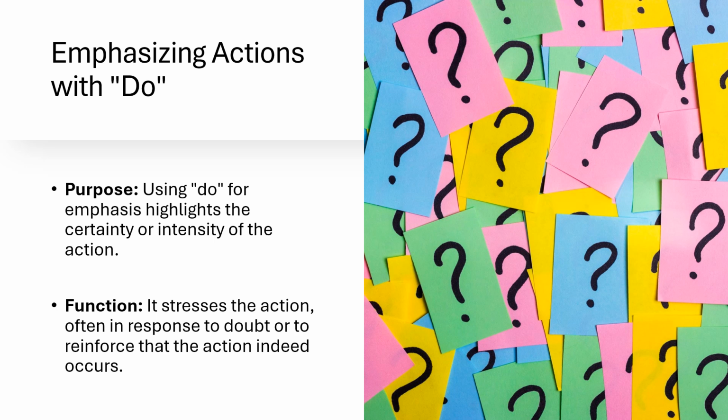Emphasizing actions with do. Using do for emphasis highlights the certainty or intensity of actions. It stresses the action, often in response to doubt, or reinforces that the action indeed occurs.